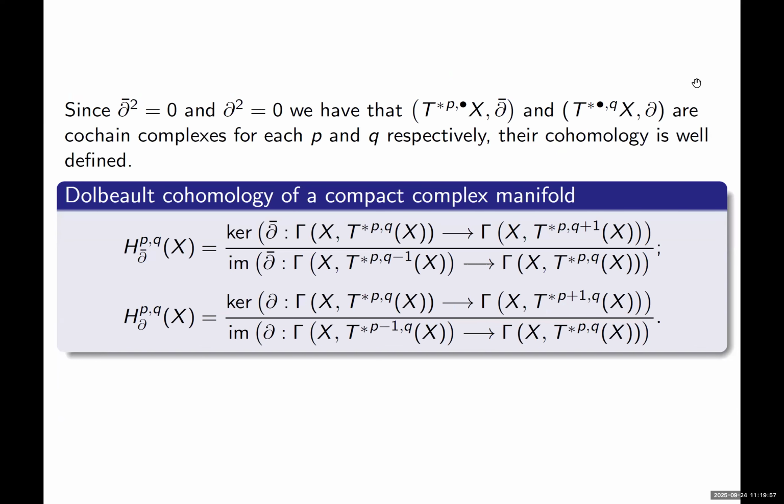And this allows us, as we were saying before, to define the Dolbeault cohomology of a compact complex manifold. Namely, if we take the complex of (p,•) forms, this is a complex with respect to del bar, and its usual cohomology gives rise to the (p,q) cohomology group, or Dolbeault cohomology group, with respect to del bar. And the same holds if instead we look at the operator del, so that we can define these two spaces of forms.